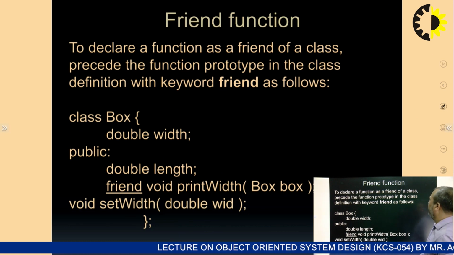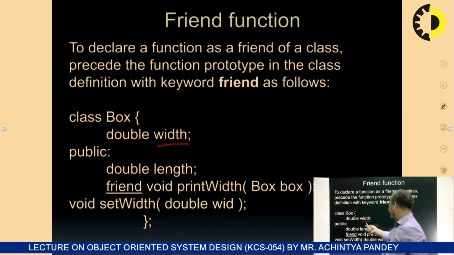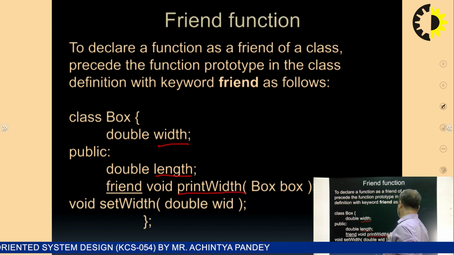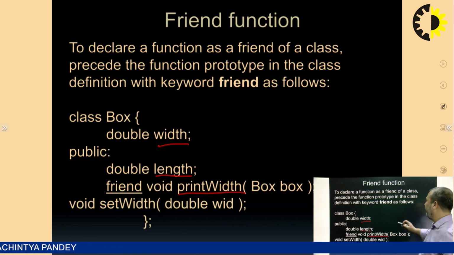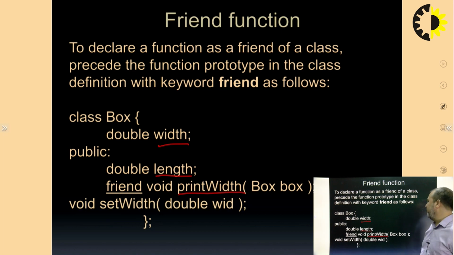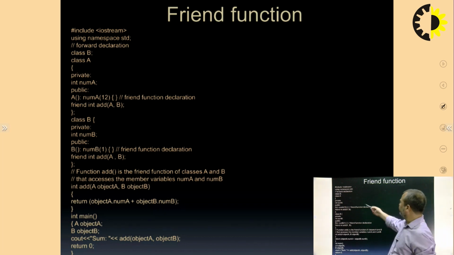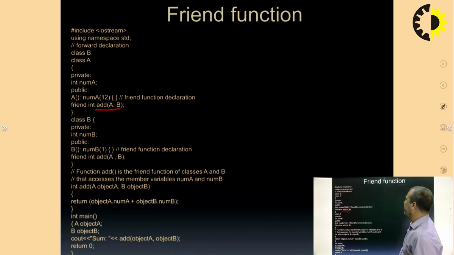Like here, class Box. This is a class. We have width as a private member, then length public, and friend void printWidth. This is the function. Although it is inside the class Box, it is not a member function, but it has the authority to become familiar with some other class. This is a utility you can use. See here, we have a class B and a class A, and we have made a friend function add with A comma B. So what is A?